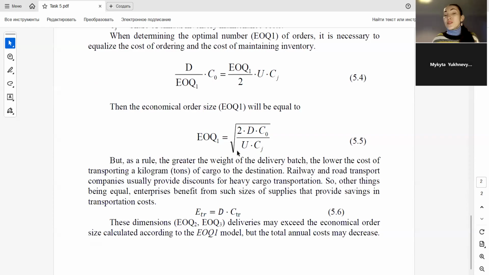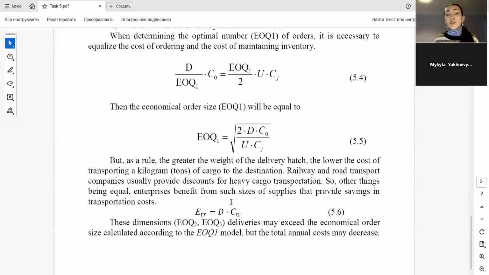And it is used in this formula for our future calculation. But as a rule, the greater the weight of the delivery batch, the lower the cost of transporting a kilogram or ton of cargo to the destination. Railway and road transport companies usually provide discounts for heavy cargo transportation. So, other things being equal, enterprises benefit from such size of supplies that provide savings in transporting costs.